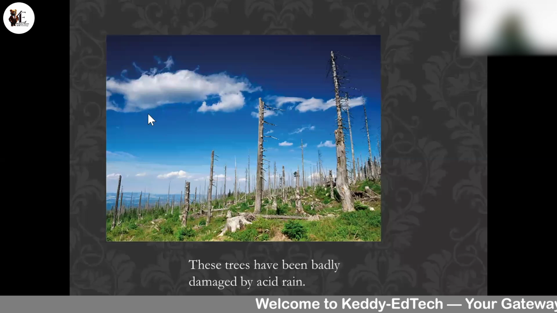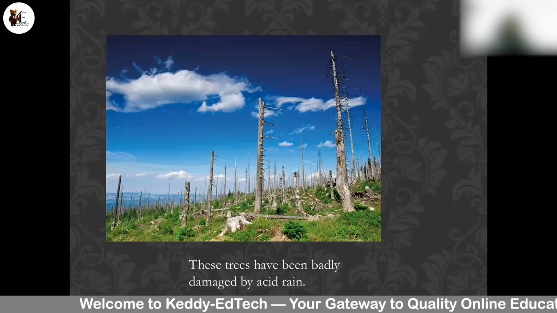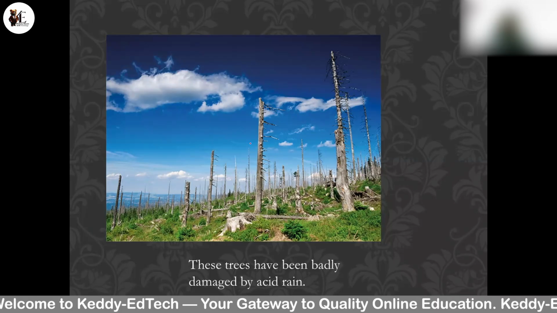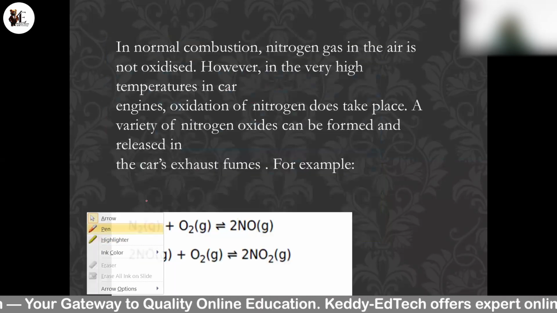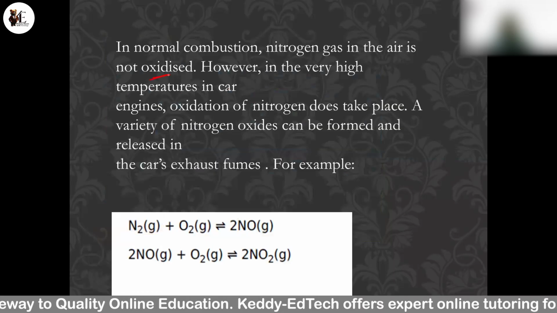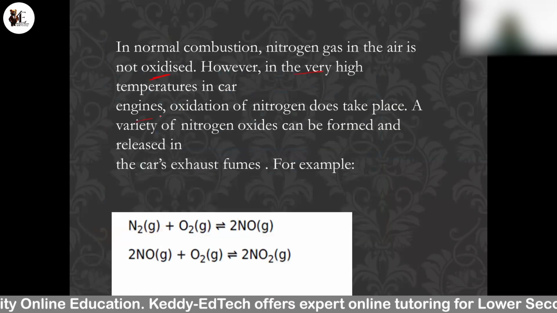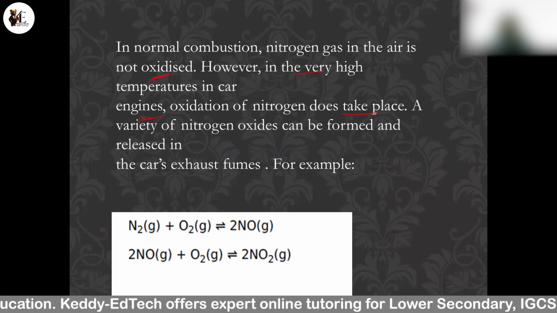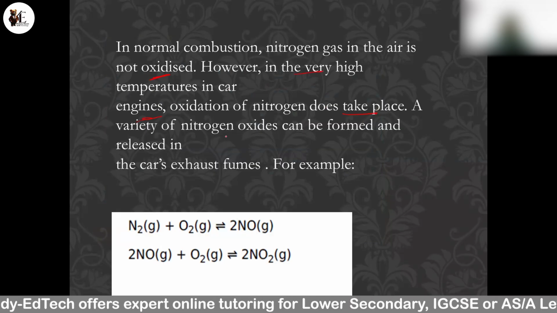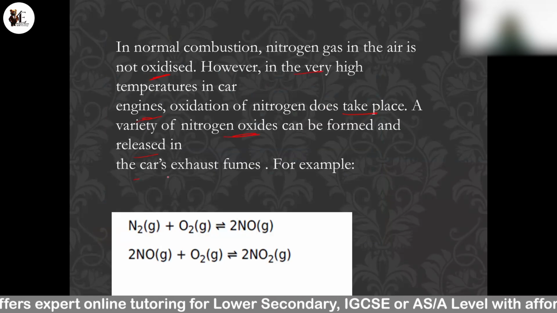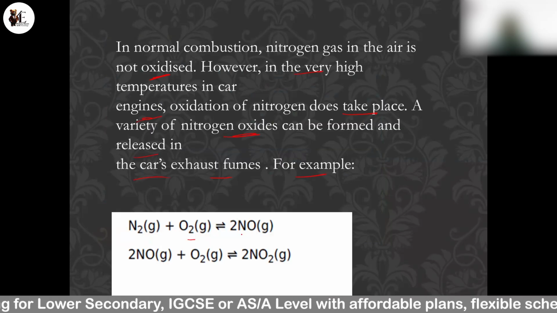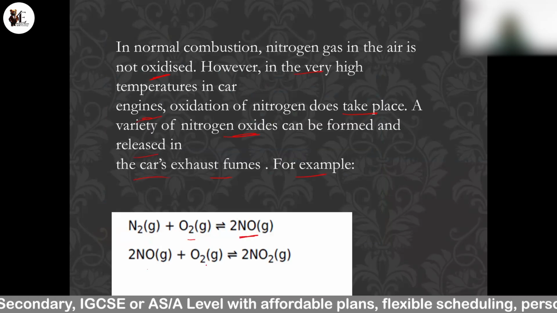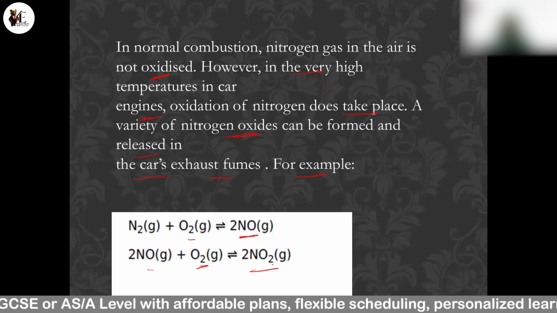Here in the image you can see that all the trees have been damaged by acid rain. In normal combustion, nitrogen gas in the air is not oxidized, but at the very high temperature in car engines, oxidation of nitrogen occurs, and a variety of nitrogen oxides can be formed and released in the car's exhaust fumes. For example, nitrogen reacts with oxygen to form nitrogen monoxide, which further combines with oxygen to form nitrogen dioxide.